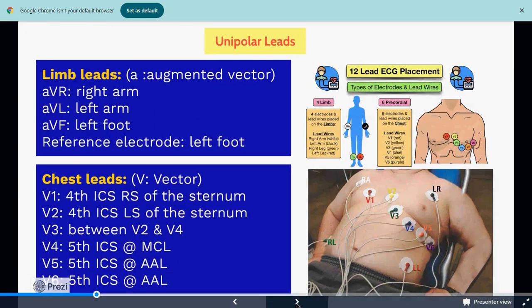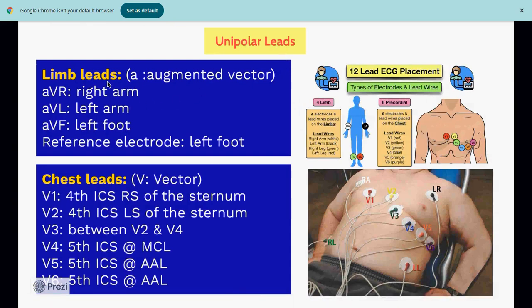When you don't ask or talk, I will presume that you understand what I'm talking about. So the unipolar leads, as I said, there are limb leads and there are chest leads. These are the unipolar leads. So you have 3 limb leads and 6 chest leads. These are 9 leads. These 9 leads are the unipolar leads.